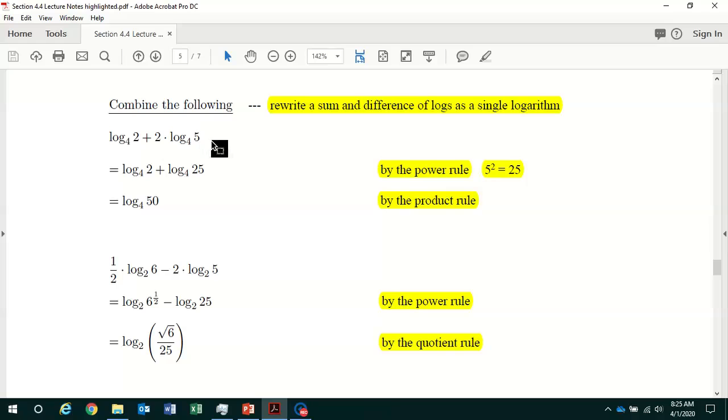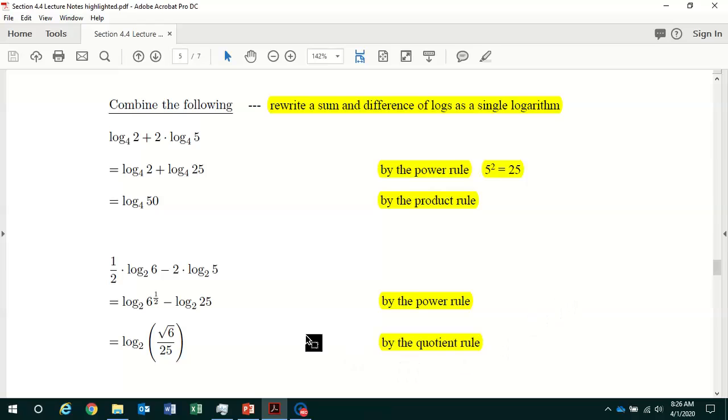Well, 5 squared is equal to 25, right? So by the power rule, 2 times log base 4 of 5 is equal to log base 4 of 25. And now we have the sum of two logs in the same base, base 4. And so by the product rule, this is equal to the log base 4 of 2 times 25, and 2 times 25 is 50. So this sum of two logs is equal to a log base 4 of 50 as a single logarithm.